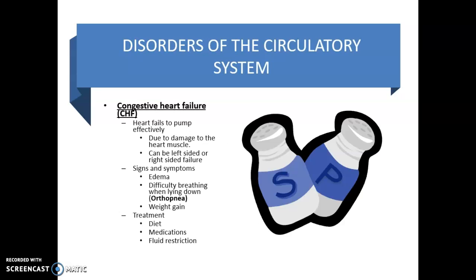Congestive heart failure, or CHF, is when your heart fails to pump effectively due to damage of the heart muscle. It could be left-sided or right-sided failure. The signs would include edema, difficulty breathing when lying down, which the medical term for that is orthopnea. So somebody who has to sit up to breathe has orthopnea, and weight gain is from the fluid retention. Treatment is diet, medications, and when we talked about nutrition, we talked about people being on a fluid restriction. Somebody with congestive heart failure could potentially be on a fluid restriction.